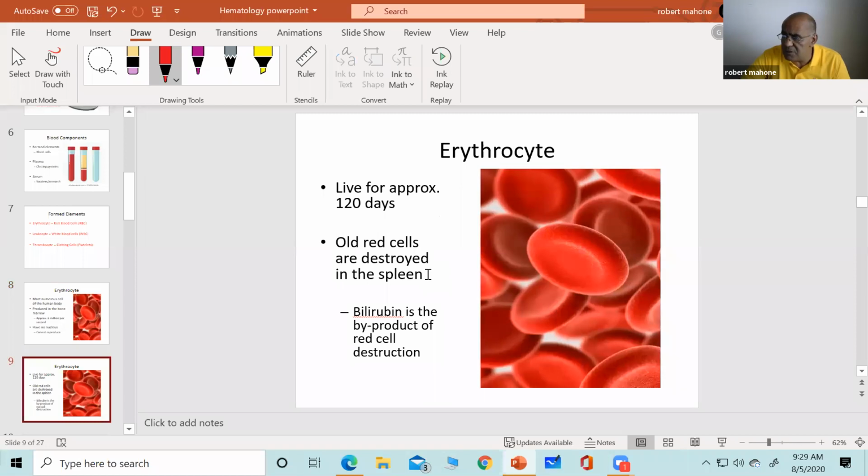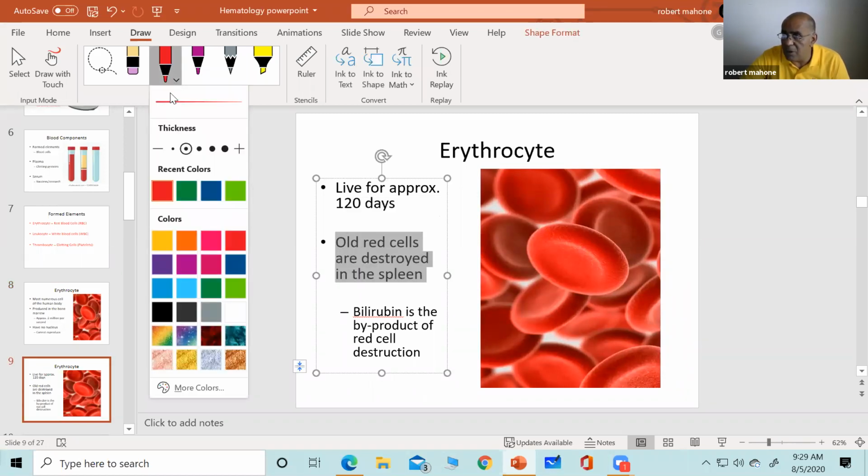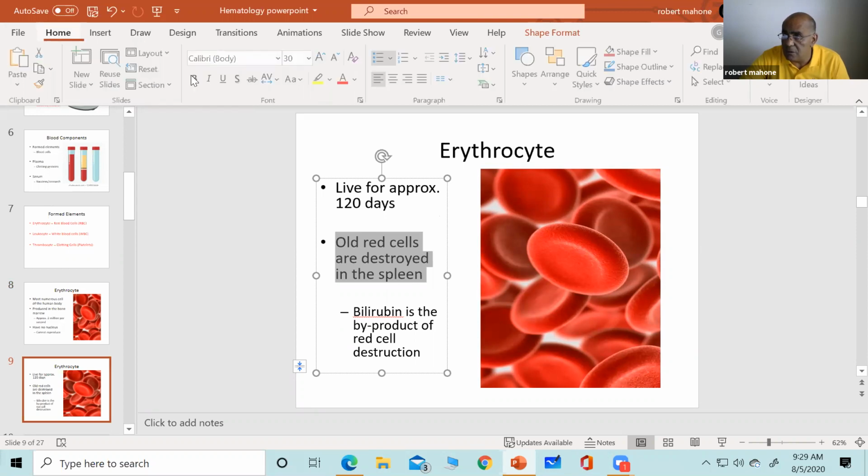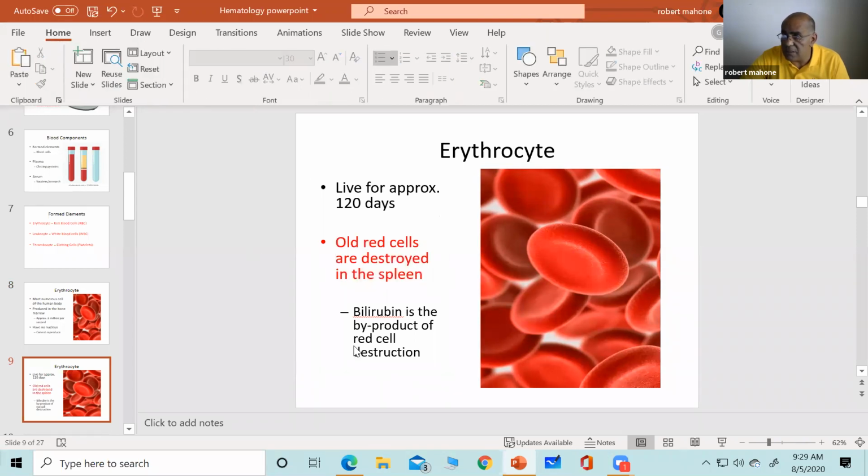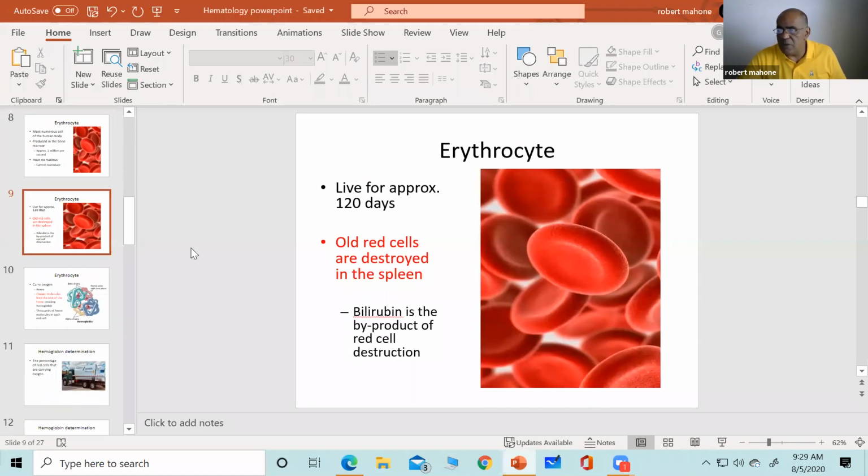Old red blood cells are destroyed in the spleen. I'm almost sure that is a test question. Old red cells are destroyed in the spleen. Just go ahead and get that in your notes. We save this, and I'll send an updated version of this when we get done today. Old red cells are destroyed in the spleen.